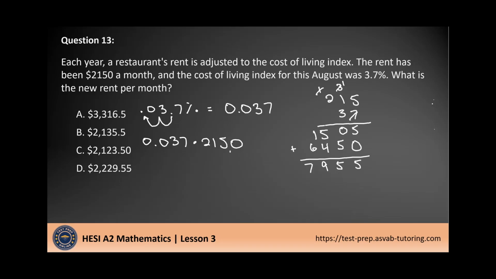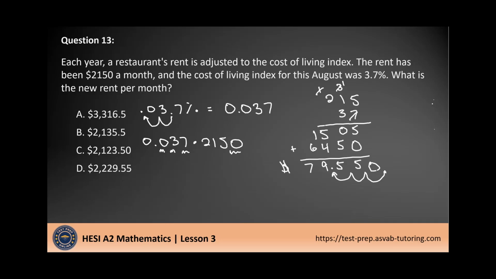Okay, account for the 0 by adding a 0 here. Account for the fact that we have 1, 2, 3 numbers to the right of the decimal place by moving this decimal place 1, 2, 3 places to the left. And we find that 3.7% of 2150 is $79.55. So $79.55 is going to be our increase.